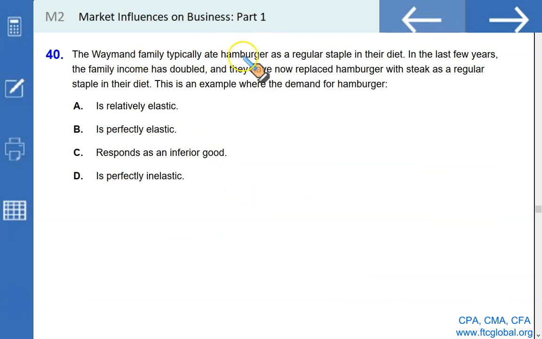The Wayman family typically ate hamburger as a regular staple in their diet. In the last few years, the family income has doubled, and they have now replaced hamburger with steak as a regular staple in their diet. Because of the increase in their income, they have started consuming less of their previous staple meal, hamburgers, less in quantity now. So this is clearly an example where the family has responded to hamburger as if it's an inferior good. Increase in income has caused an increase in steak and a reduction in their regular hamburger meal.